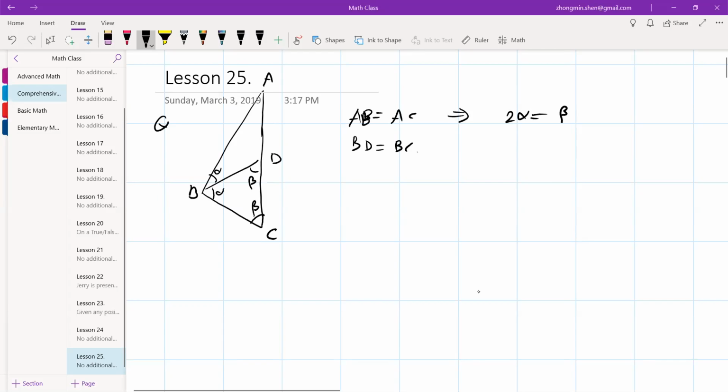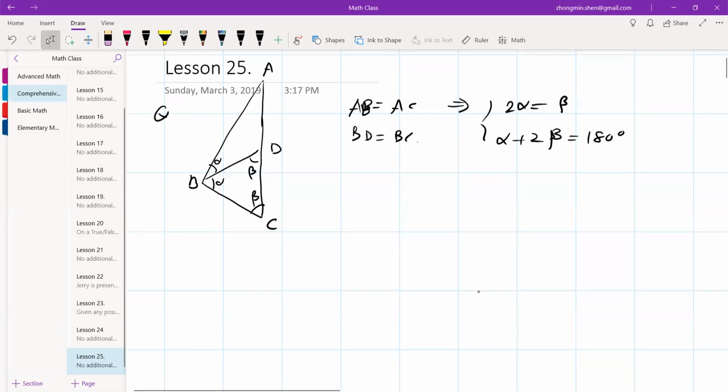Then you want to determine the angle at the point A. When you look at this picture, I think the relationship, because you already have a triangle here, right? The triangle. So alpha plus 2 beta equals 180 degrees. So from here, you can solve for alpha and beta immediately. Once you solve for alpha and beta, then you can answer the question.